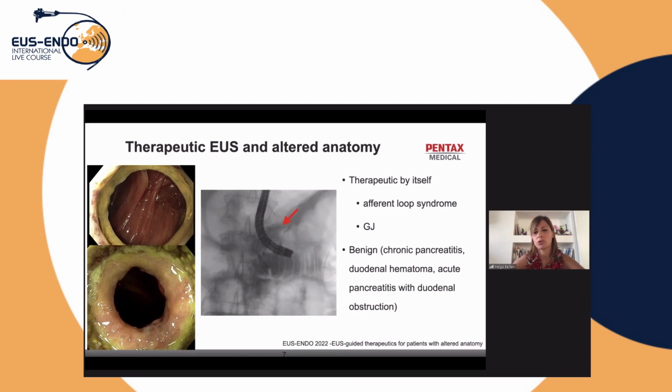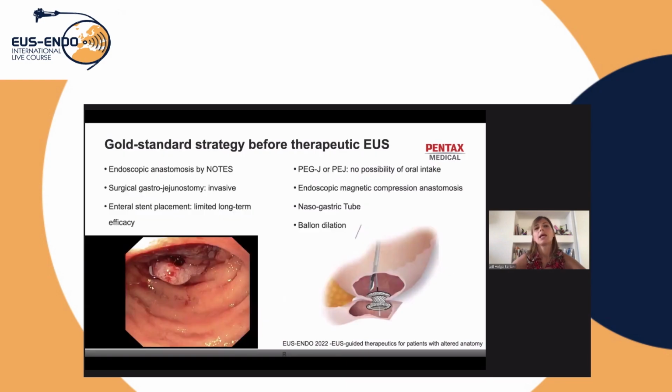And so many options are on our desk. If we need to create a gastroenteral anastomosis, we have some techniques. Nowadays many techniques have been described. NOTES and endoscopic magnetic compression are reserved for tertiary care centers and are not so widespread. But surgery and enteral stent placement are our standard of care.